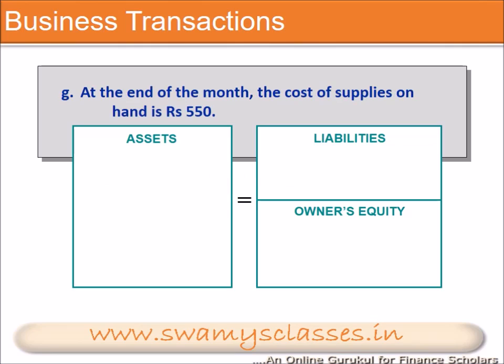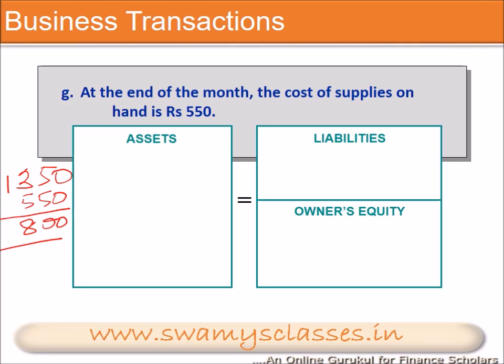At the end of the month, cost of supplies on hand is 550. What's the meaning? Sometime back, if you remember, we purchased 1,350 worth supplies. But out of that, only 550 worth is left now. So what has happened to the balance? The difference of 800 rupees supplies we have consumed. So how to account for that now?